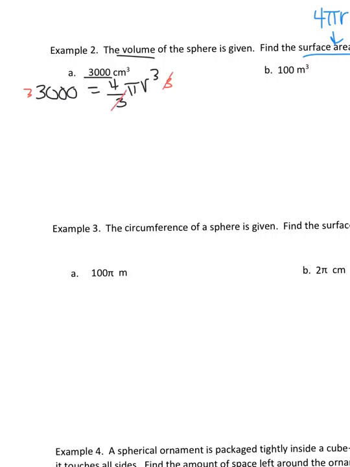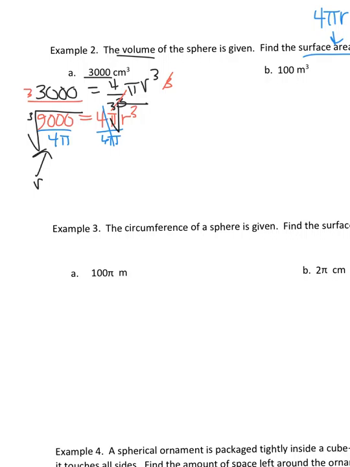So these two will cancel out, and you'll have 9,000 over here equals 4 pi r cubed. Then I'm going to divide both sides by 4 pi to get the r cubed by itself. That cancels out. So to get the r by itself, if I have r cubed, I'm going to take the cube root of both sides. So r equals this right here. This is going to be an irrational number, not only because I have a pi in there, but I'm taking the cube root of an irrational number. So it's going to be some long decimal.